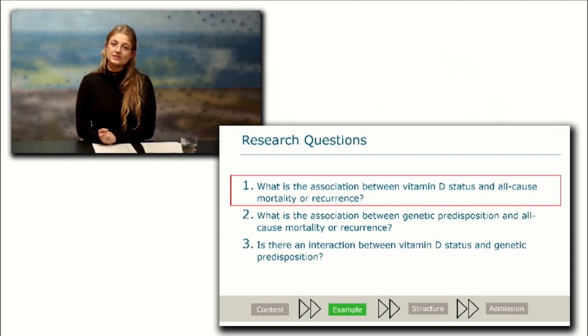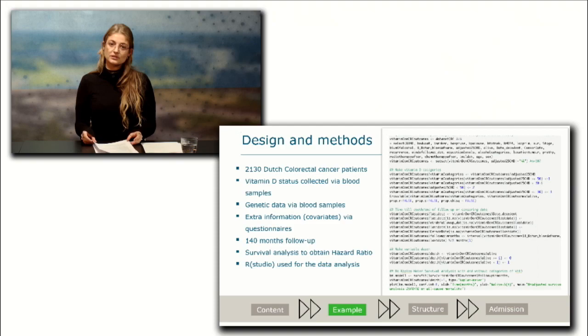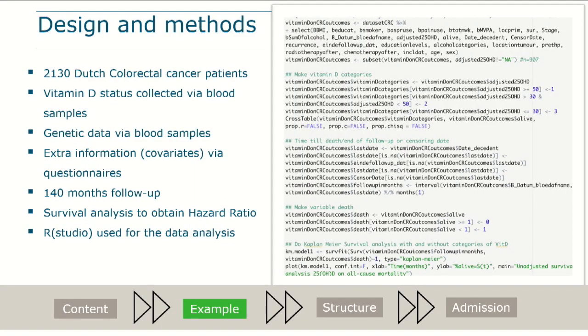I used data from a cohort study that was based in the Netherlands, and 2,130 people from the COLON study were included. All these patients had colorectal cancer, and they were followed up for over 10 years, or until they died or got recurrence of cancer somewhere in the body. The exposure that I looked at was vitamin D status and genetic data, and that was collected via blood samples. Then I had some questionnaires, and there they asked about other covariates such as BMI, age, gender, and other factors you can think of.